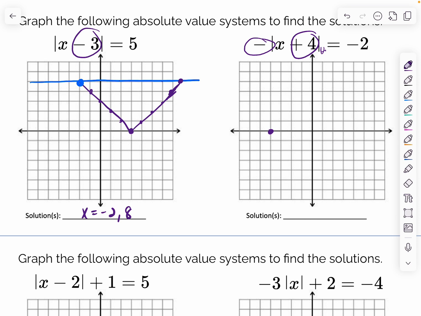And in this case, we do have that negative out front, so our graph is going to be reflected over the x-axis again. And make your points. There's our absolute value graph. Our other side is our horizontal line through negative 2.